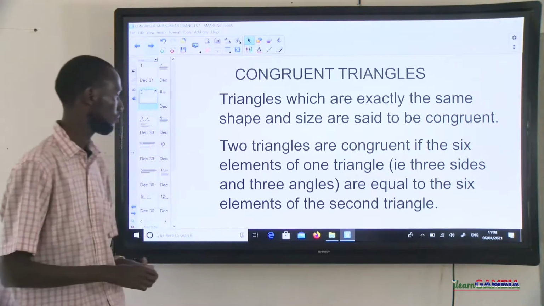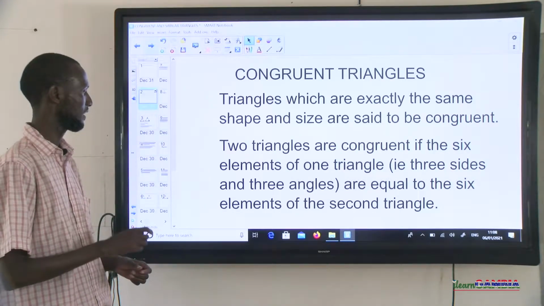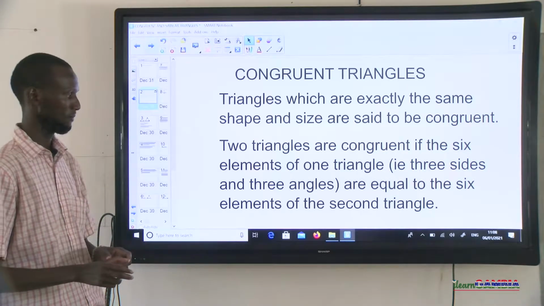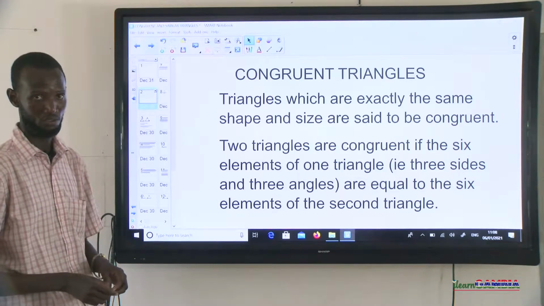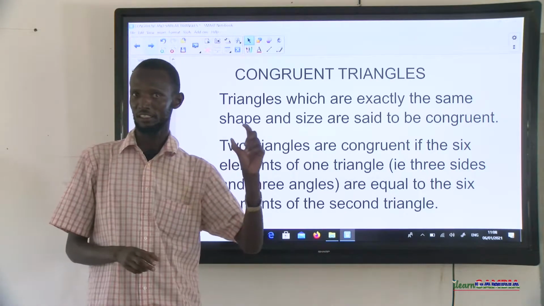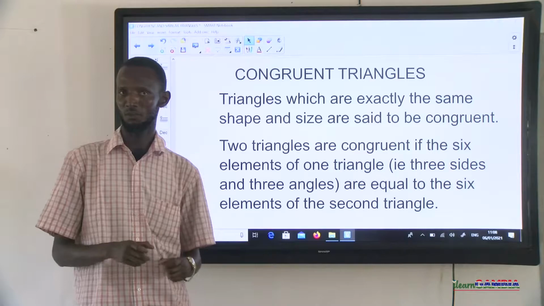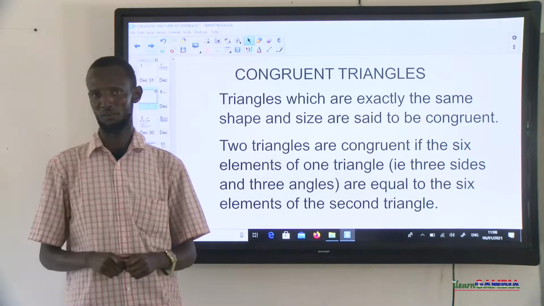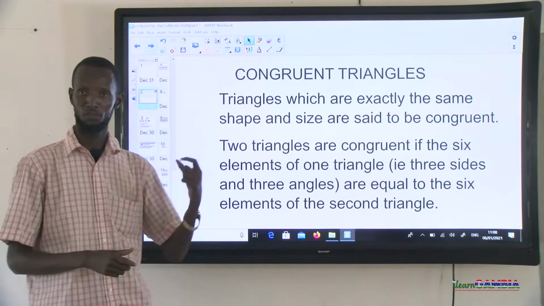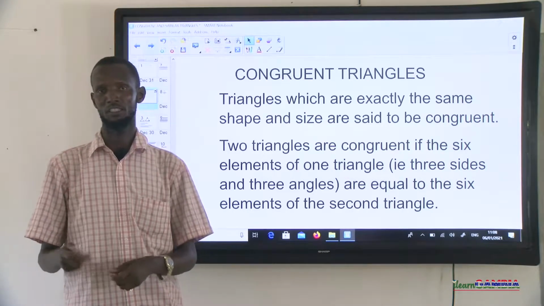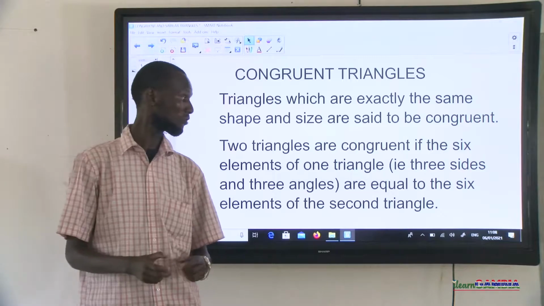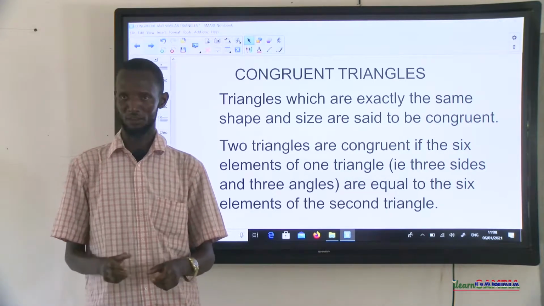So we say two triangles are congruent if the 6 elements of one triangle are equal to the 6 elements of the second triangle. Meaning the 3 sides of one triangle are equal to the 3 sides of the second triangle, and also the 3 angles of the first triangle are equal to the 3 angles of the second triangle. Then we can call those two triangles congruent triangles.